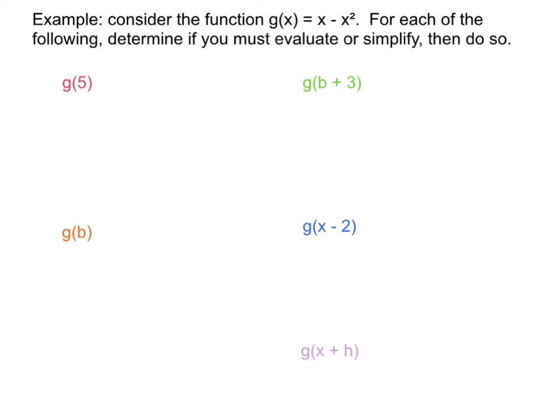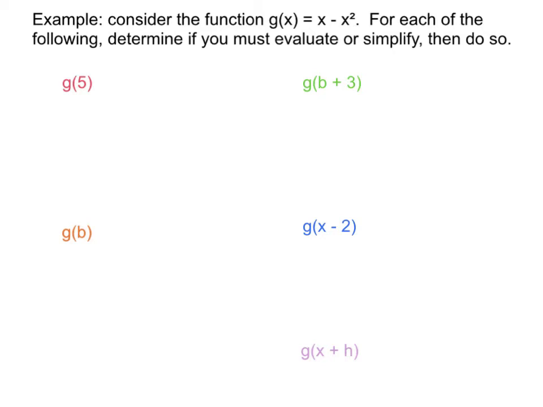So now I'd like to give us some practice with this, right? I want us to take the function g of x equals x minus x squared, and for each of the following 5 problems, and I put them sort of in color order, we'll go red, then orange, then green, then blue, then purple. I didn't do yellow because it didn't show up very well on the screen. For each of these, I want you to determine whether you have to evaluate or simplify, and then actually do that for these problems. Okay, I'll go through these one at a time.